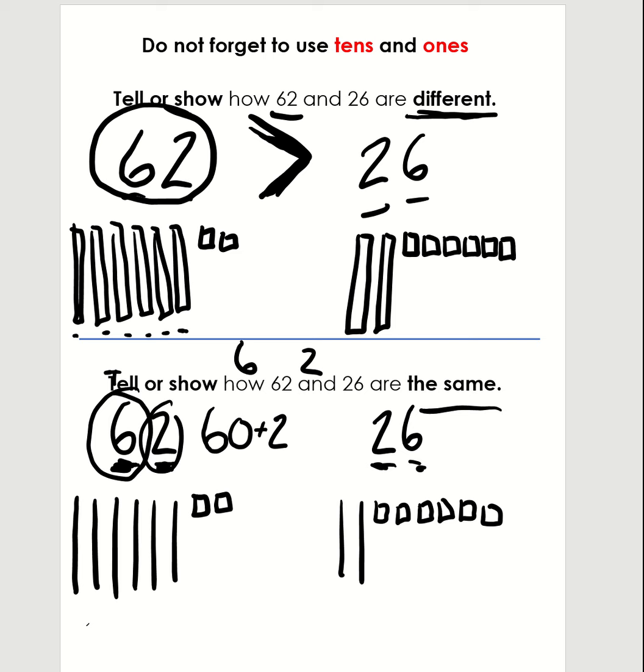Because if I look at the number 26, it's going to have 20 plus 6, because the 2 doesn't just represent 2 ones, it represents 2 tens. So I know that 2 tens is equal to 20, and 6 ones is equal to 6.